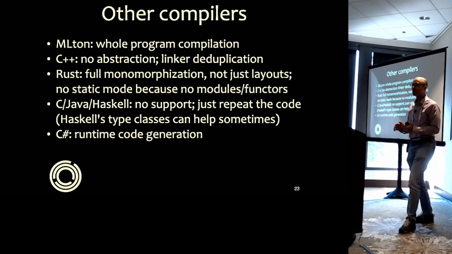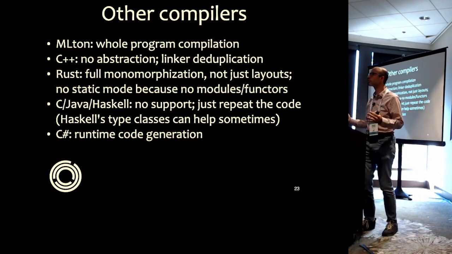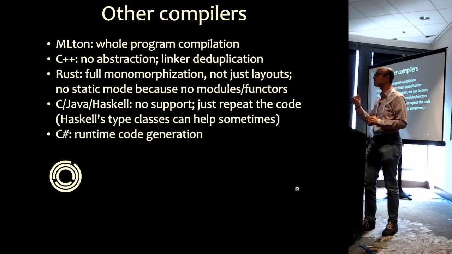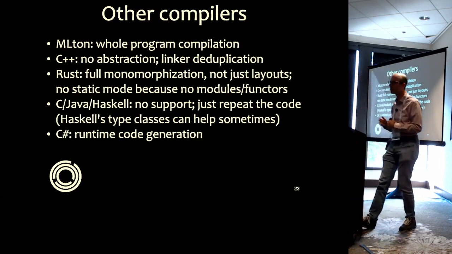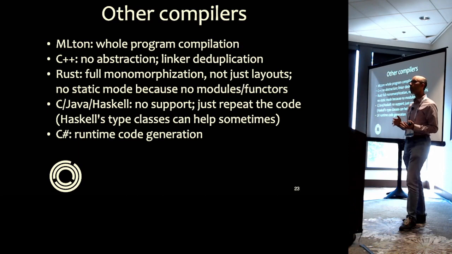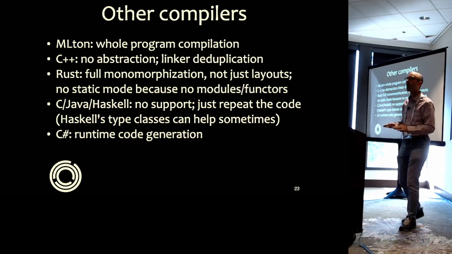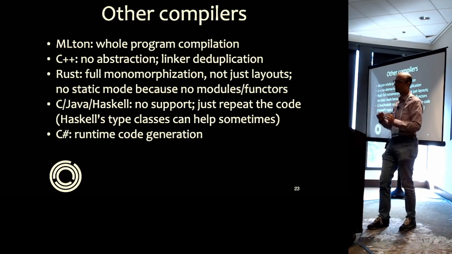C++ has support for this through its template mechanism, but C++ has no notion of abstraction for its templates, right? The C++ template must be written in a header file. You must always have it as you're compiling. There's no notion of separate compilation or abstraction. And it has to do this linker deduplication. Rust has full monomorphization, but it still maintains separate compilation and takes a different approach than Milton. But it doesn't require the static mode because we're not going to store polymorphic values inside of structures the same way that OCaml does. And so the problem is somewhat simpler in the Rust context.